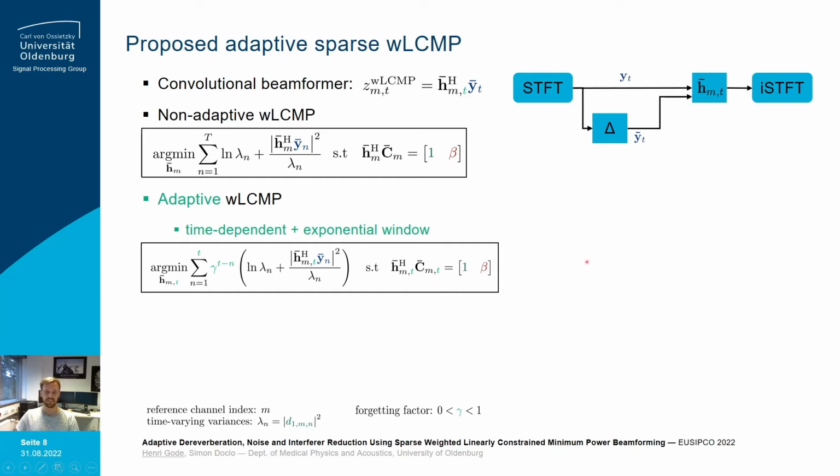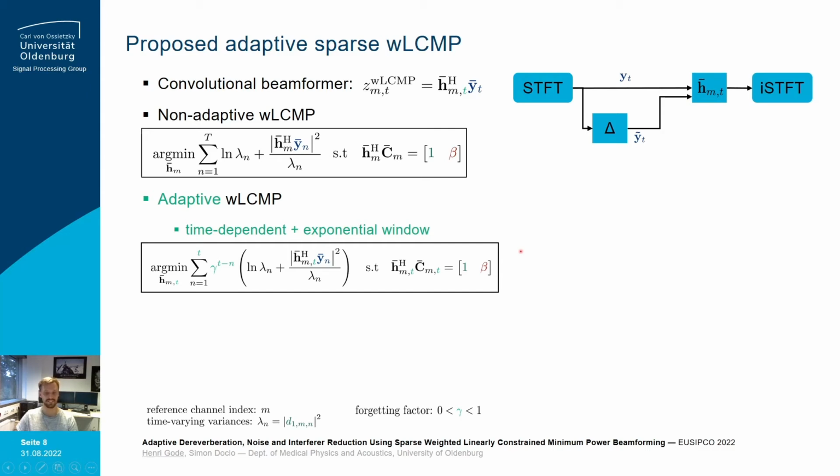And additionally, we incorporated an exponential window weighing the most recent frames a lot more than the distant past frames. The forgetting factor gamma defines the smoothing constant of this exponential window. Okay, so in the difference between these two cost functions, you see the key point of adaptive wl.CMP.